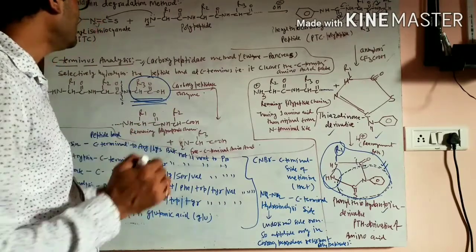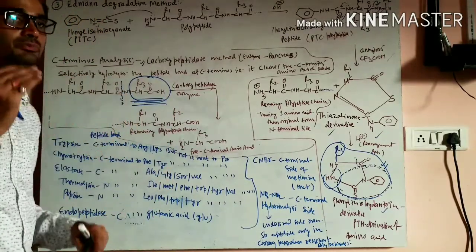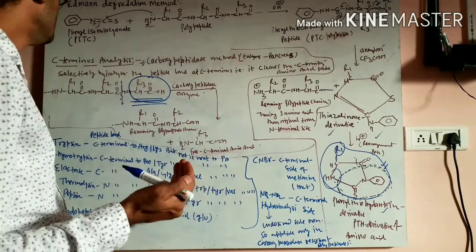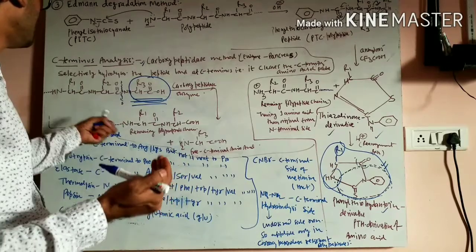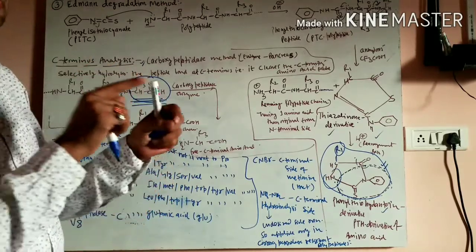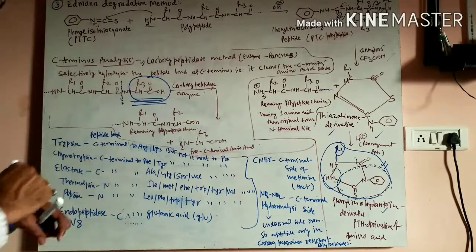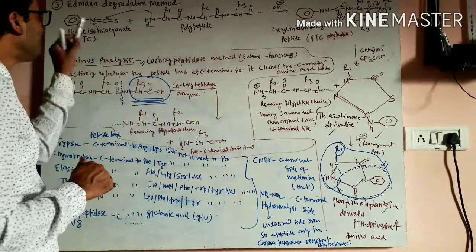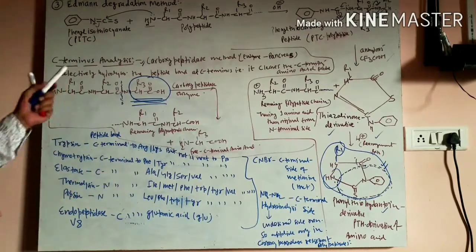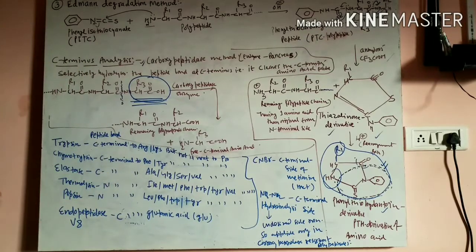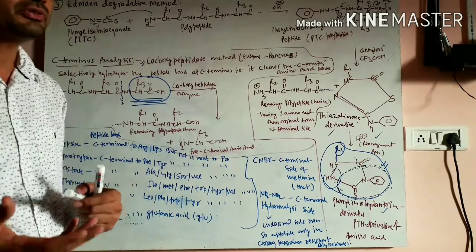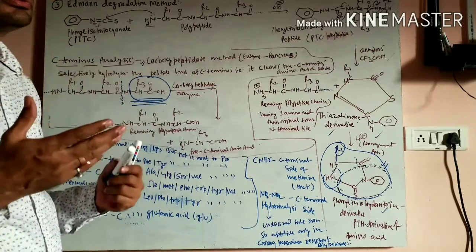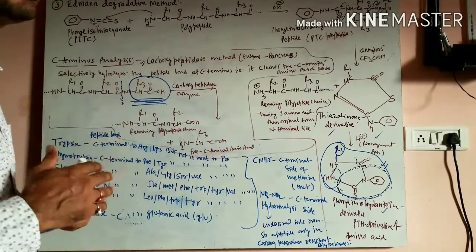So by using this method, we can selectively cleave the polypeptide chain from the C-terminal side, and one by one we can identify the sequence of the amino acids in the polypeptide chain. Okay. Now this is for the C-terminal. Besides these N-terminal and C-terminal methods, we have some more chemicals that selectively cleave the peptide bond or peptide linkage. These are called peptide cutters.